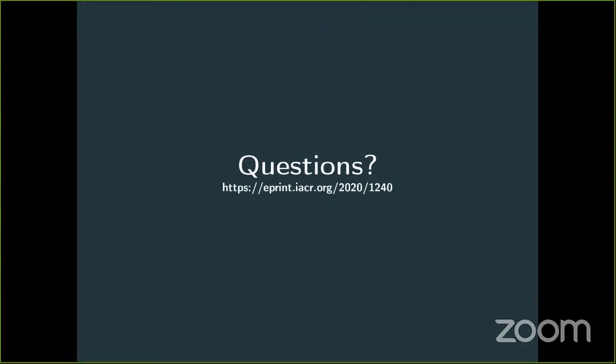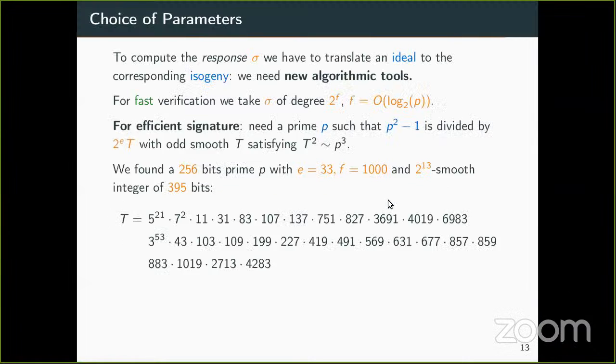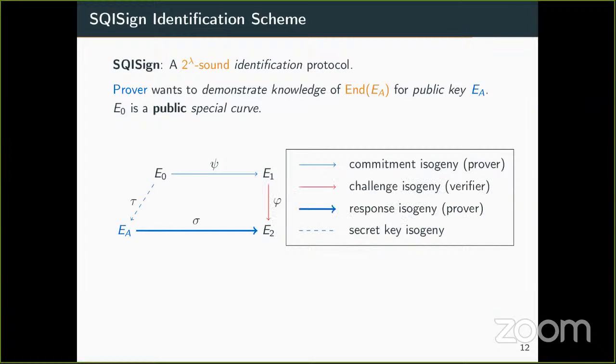My question is, if you go back to the slide where you described the SkiSign, once you know the endomorphism ring of your elliptic curve EA, how do you compute sigma theoretically?